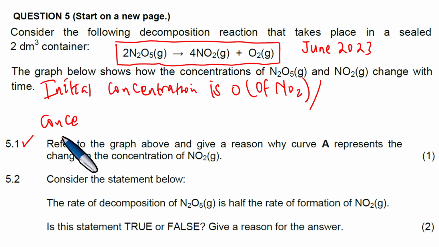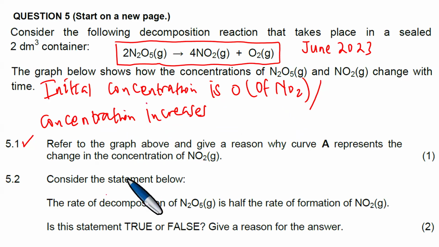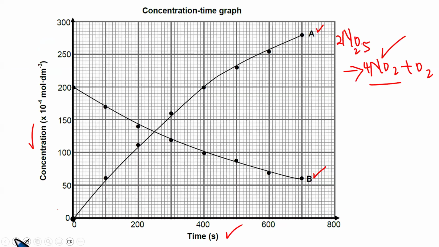Alternatively, you can say the concentration increases. In view of the graph, we can see that indeed the concentration of curve A increases, whereas, because this vertical axis is the concentration axis, the concentration of graph B decreases and the concentration of graph A increases. Okay, we're good.